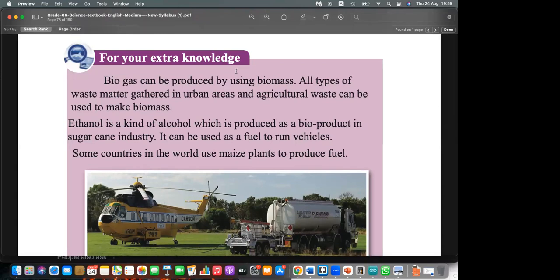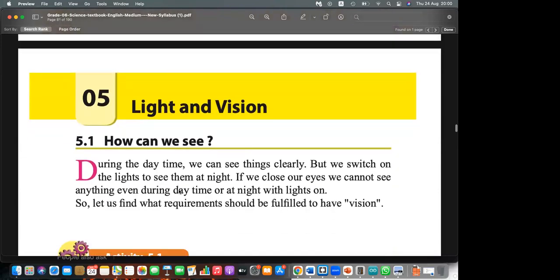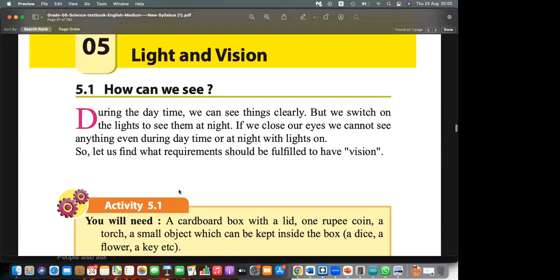You can see this is basically a helicopter which uses ethanol, a kind of alcohol, too. It's a biofuel which can be used for transportation and vehicle energy generation. Okay, with that the particular part is summarized, and then let's move to the light and vision lesson, which is chapter number 5.